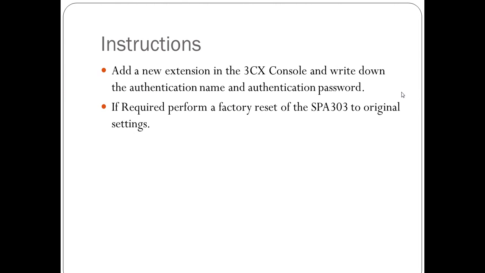Well, what you need to do first of all is go into 3CX and create a new extension. So write down the authentication name and password, because we'll need that later. I'm assuming you know how to do that. So do that step first, and then probably do a factory reset of your SPA303. Might not be new, maybe you bought it second hand, or anyway, it's good to always start with a clean slate, because in this video I'm going to be showing you what values you need to change from standard.